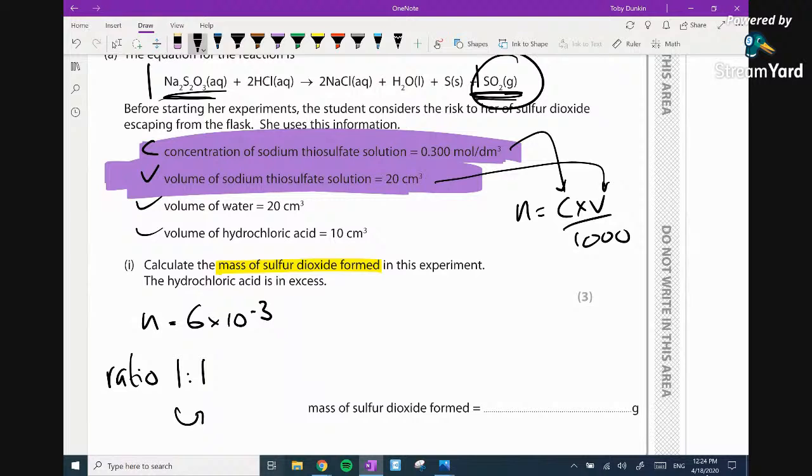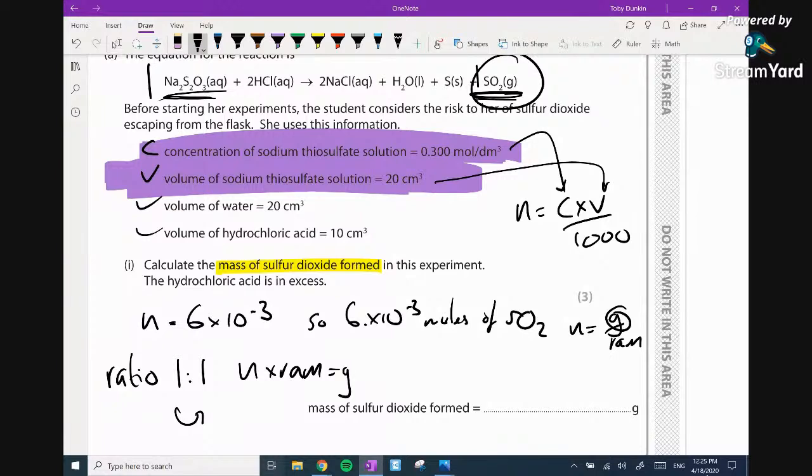So the moles are the same, therefore, 6 times 10 to the minus 3 moles of SO2. Moles of SO2. Right, now we need to get it to grams. So number of moles is grams over Mr. Reorganize to get grams. Bring Mr over. Number of moles times by Mr gives me grams.